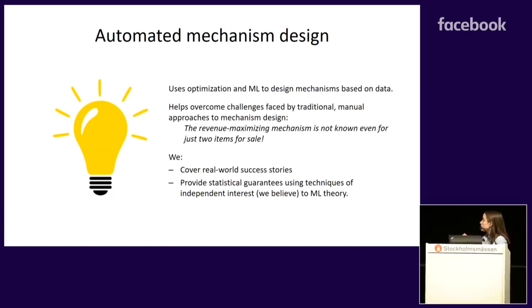namely the challenges of traditional and manual mechanism design. It has faced these major roadblocks because we don't even know how to sell two items to two bidders optimally, or in a revenue maximizing way. So in this tutorial, we're going to cover real world success stories, and we're also going to cover some statistical guarantees, using tools that should be of independent interest to machine learning theory more generally.